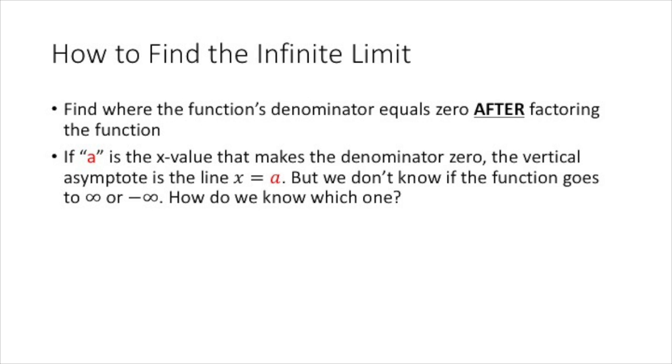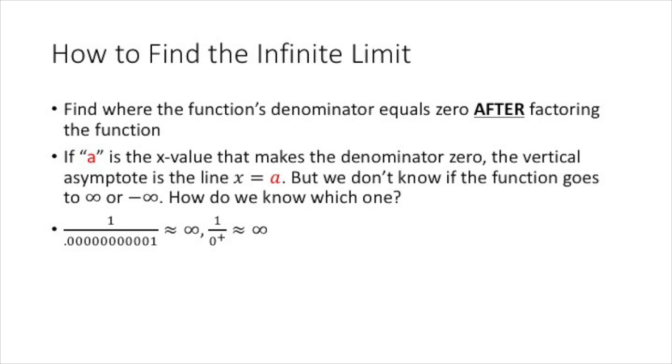If a is the x value that makes the denominator 0, then the vertical asymptote is the vertical line x equals a. But when my function's x values approach a from one side, we don't know if its y values approach positive infinity or negative infinity, and we're going to need to know which one it is. Here's one thing to keep in mind.